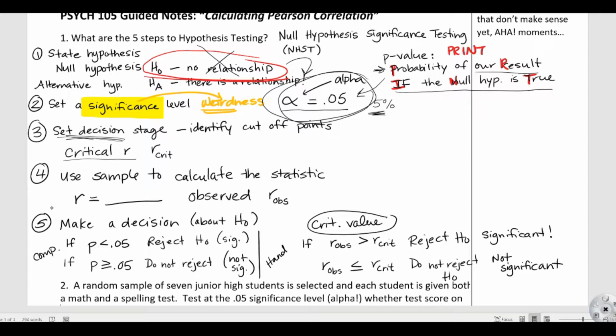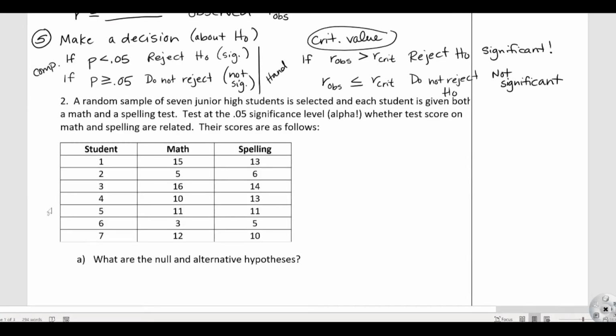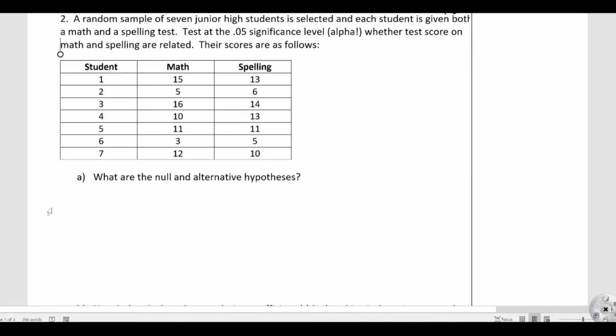So we're going to take some time to go through and actually do this by hand. So here's our example. We have a random sample of 7 junior high students, and each student is given both a math test and a spelling test. Test at the 0.05 significance level, so there's our alpha level. So step 2 already done. We want to test whether their scores on the math and the spelling tests are related. Or are these two separate things? Doesn't matter what their math test score was, doesn't inform us about their spelling test score, and vice versa.